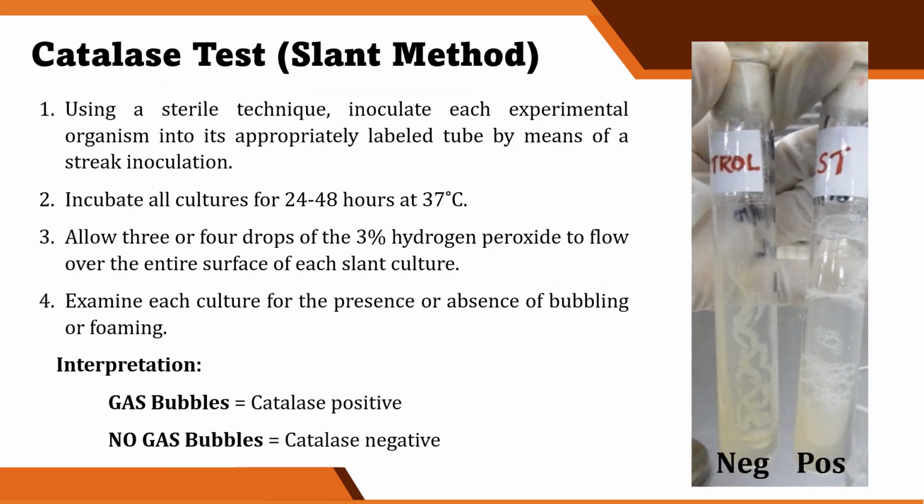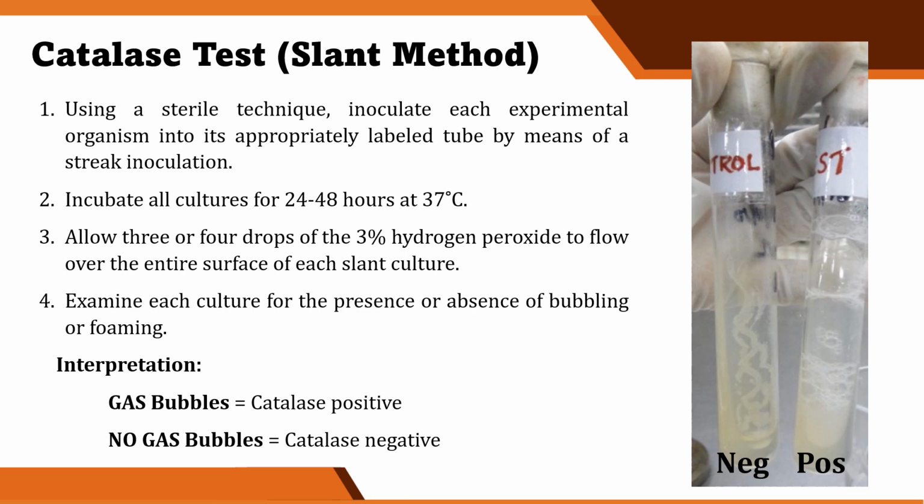Okay, so another method na we can use is the slant method naman. Using a sterile technique, inoculate each experimental organism into its appropriately labeled tube by means of a streak inoculation. And then incubate them for 24 to 48 hours at 37 degrees Celsius.